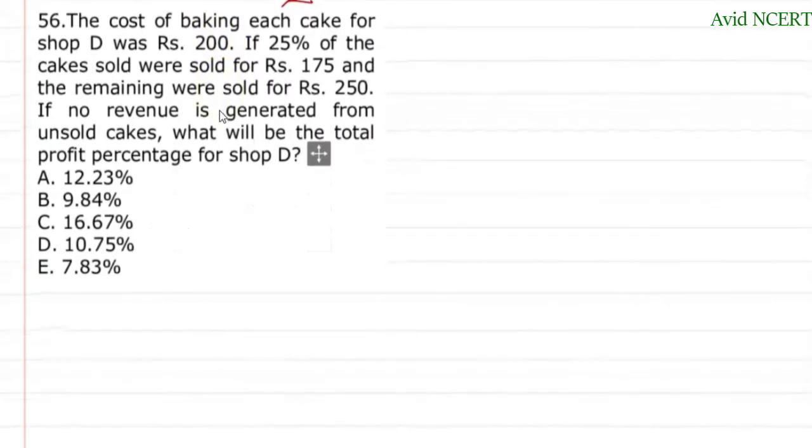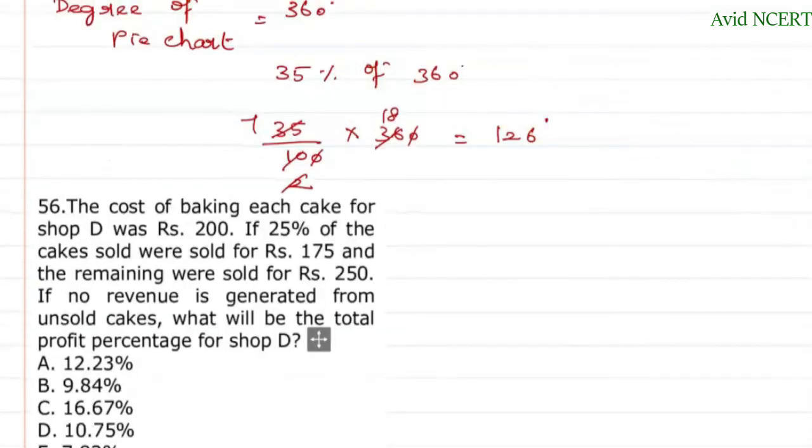Solving problem 56 from the SBI PO 2020 question paper. The cost of baking each cake for shop D was rupees 200. If 25% of the cakes were sold for rupees 175 and the remaining were sold for rupees 250, and if no revenue is generated from the unsold cakes, what will be the total profit percentage for shop D? So we are going to find the profit for shop D. Get the data for shop D.